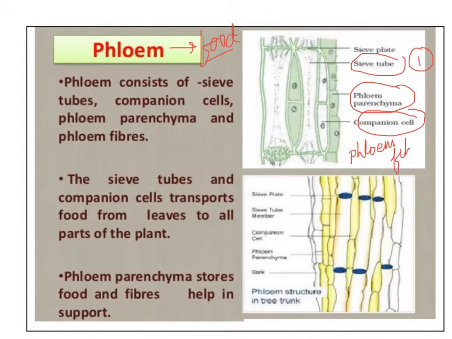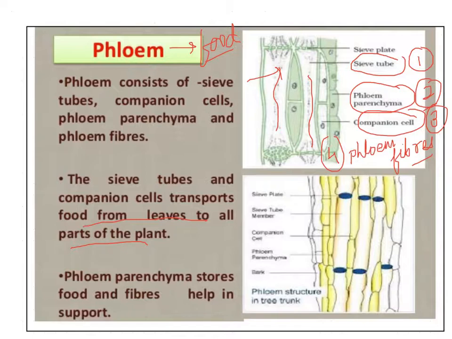Okay, it also has 4 components: sieve tube, phloem parenchyma, companion cells, and the 4th is phloem fibers. As you can see in the diagram, the sieve tube and companion cells form a conducting system. They help in transportation of food from leaves to all parts of the plant.